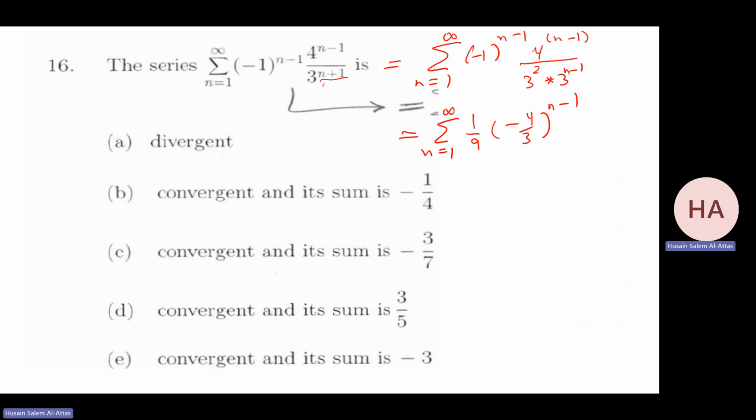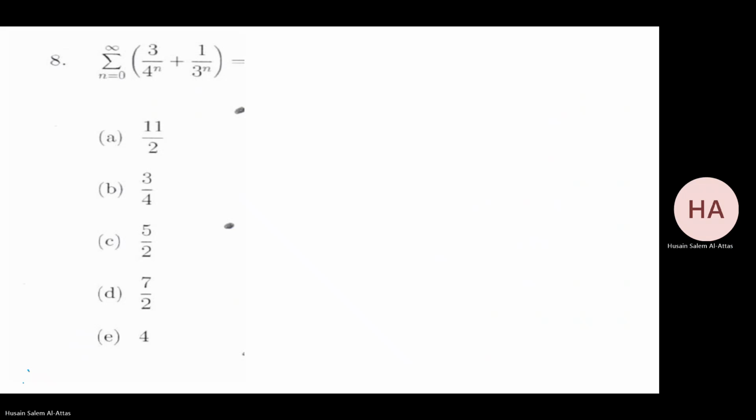So it's ready with the formula. I have this is A, and this is R. Notice the absolute value of R is greater than 1, so it diverges.